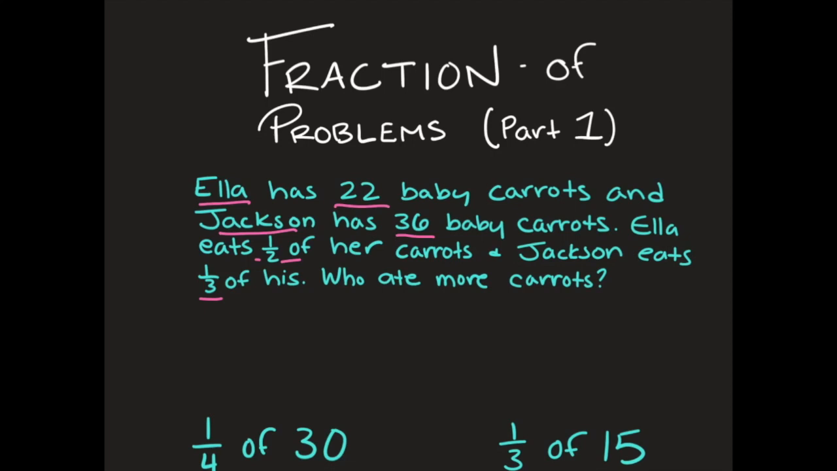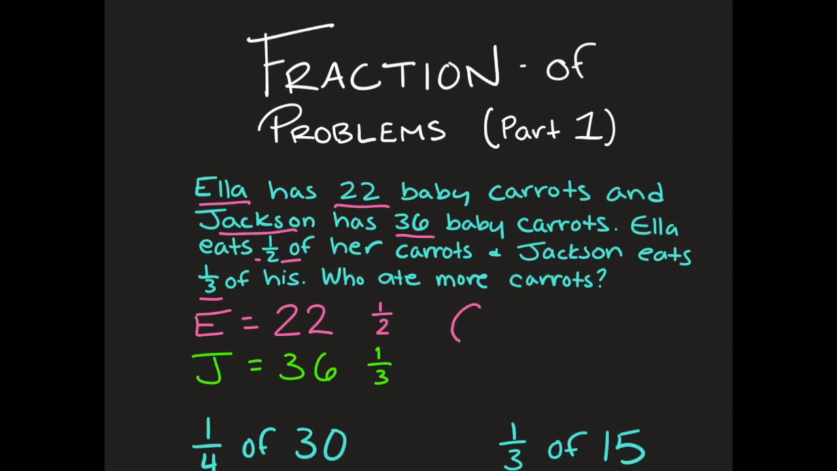So I'm going to put E for Ella. And I know that she has 22 carrots. And she's going to eat 1/2 of them. So I'm just going to write that so I can look at my information. And then I have Jackson. And he has 36 baby carrots. And he's going to eat 1/3 of them.